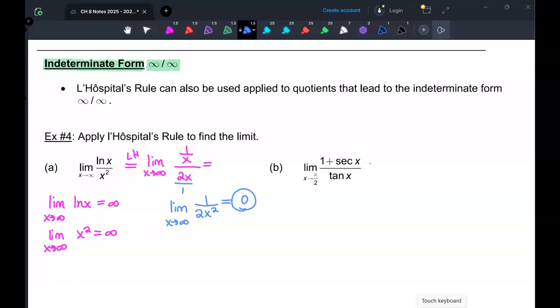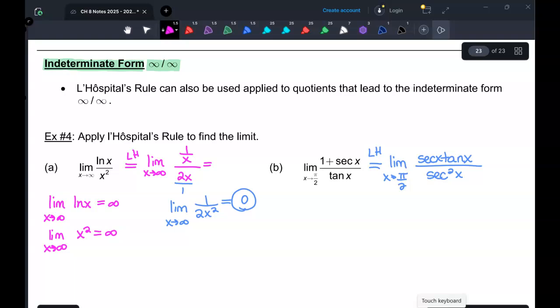Okay, so the next one we are going to look at as x approaches pi over 2 of 1 plus secant x over tangent x. And if you recall, secant and tangent both have vertical asymptotes at pi over 2, so they will be approaching positive infinity. So it's infinity over infinity. The derivative of the top is going to end up giving us, well, the 1 goes away and we get secant x tangent x. In the denominator, we have secant squared x.